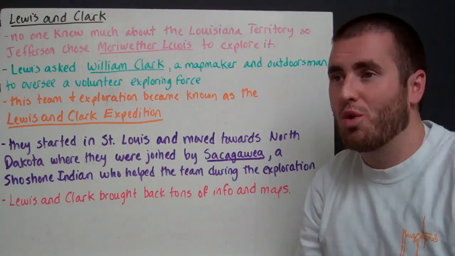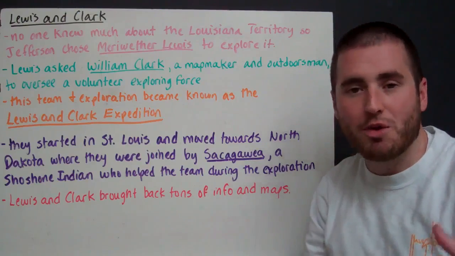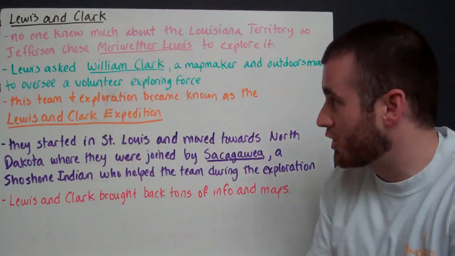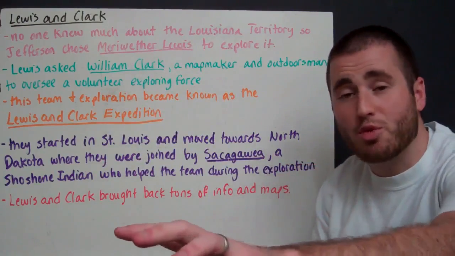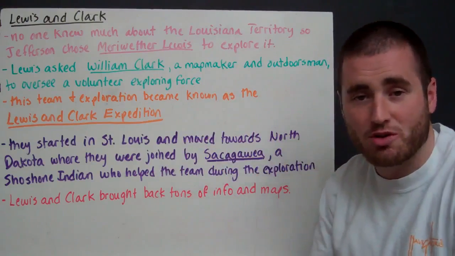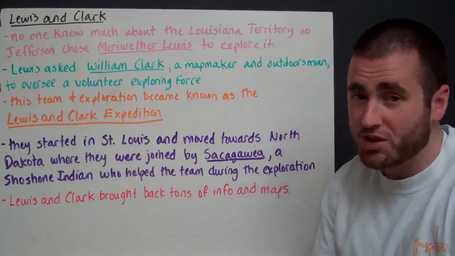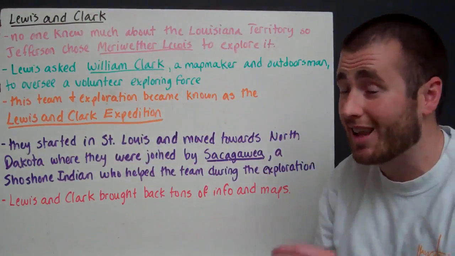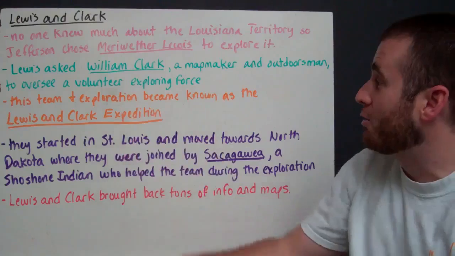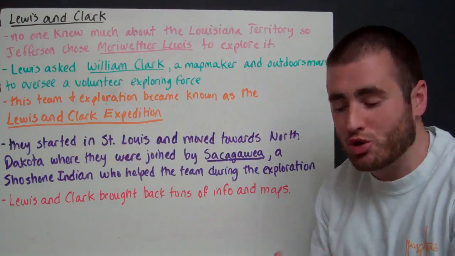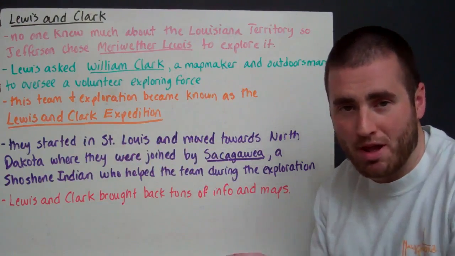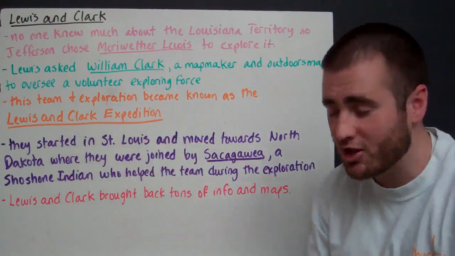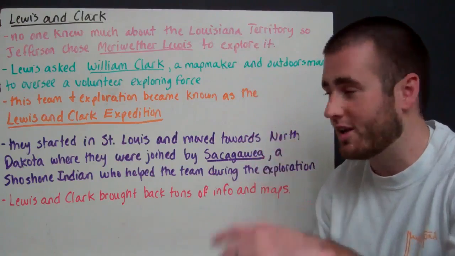Now what you see is, what do we do with all this land? How do we explore it? How do we figure it out? Well, Jefferson put a guy named Meriwether Lewis out to explore it. He chose him to kind of set up an exploration team to figure out the Louisiana territory, which ran all the way from Louisiana all the way up north to like North Dakota and the Canadian border up there. So it was a lot of land. So Lewis asked a guy named William Clark, who was a map maker and outdoorsman, to kind of oversee a volunteer group. And the two of them and their team set out, and this became known as the Lewis and Clark Expedition. And they explored the whole part of the Louisiana Purchase.